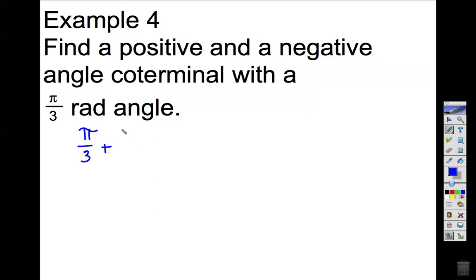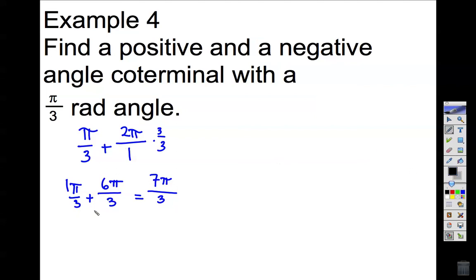So I am adding 2 pi to that, all right, over 1. So I need a common denominator. I'm going to multiply this by 3 over 3. So I have pi over 3 plus 6 pi over 3. Now that I have a common denominator, 1 plus 6 is 7 pi. Here is my positive angle.